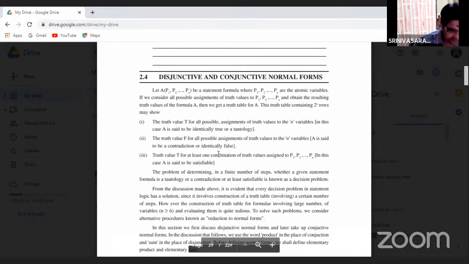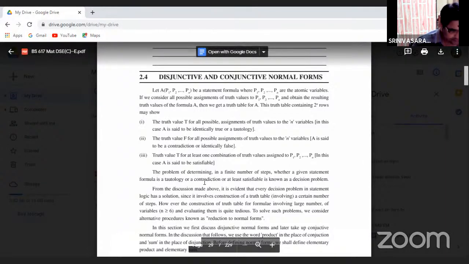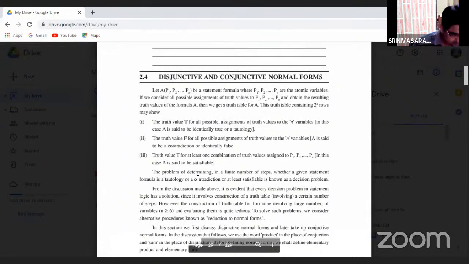Now we have the second point: the truth value F for all possible assignments of truth values to the n variables. A is said to be a contradiction, or identically false. Next, the third: the truth value T for at least one combination of truth values assigned to P1, P2, and so on, Pn. In that case, A is said to be satisfiable. Now, the problem of determining in a finite number of steps whether a given statement formula is a tautology, a contradiction, or at least satisfiable is known as a decision problem.